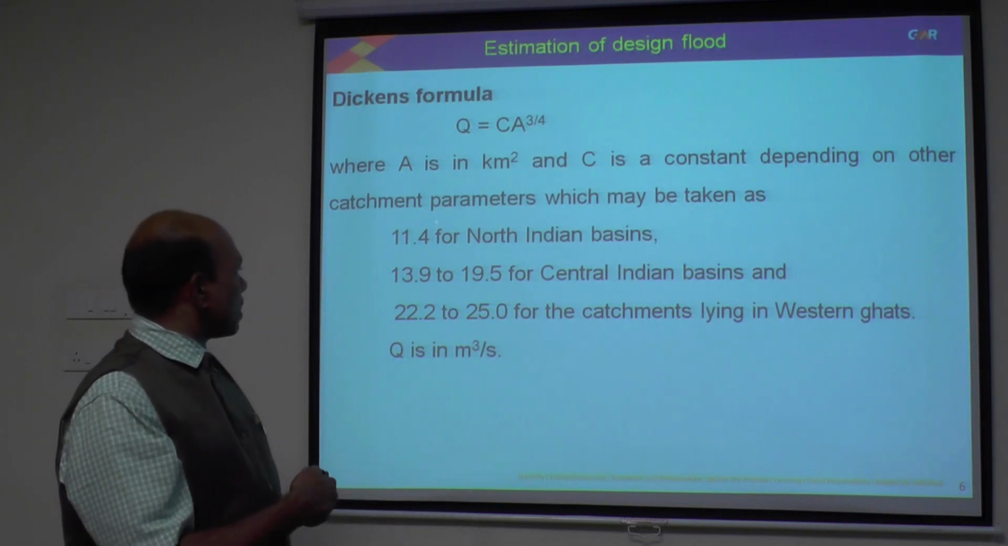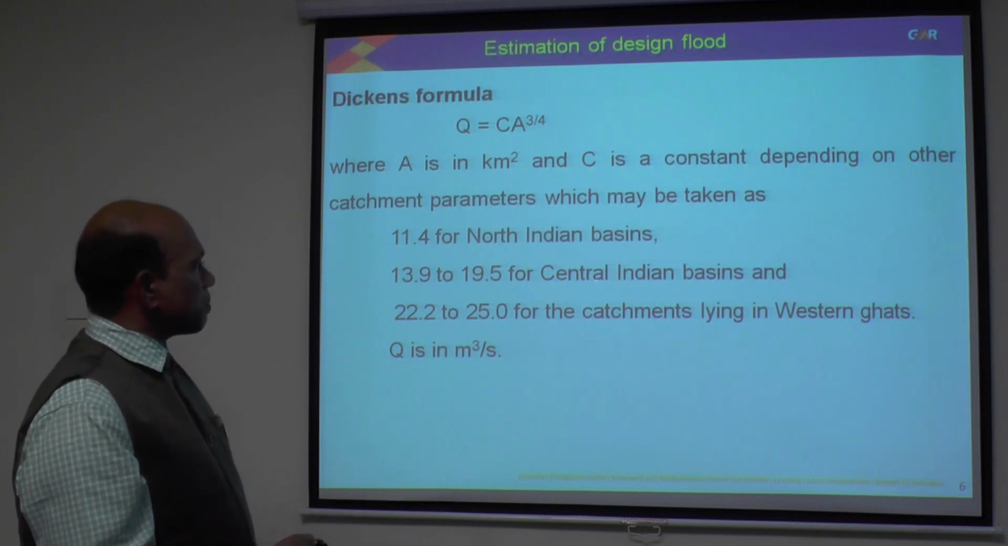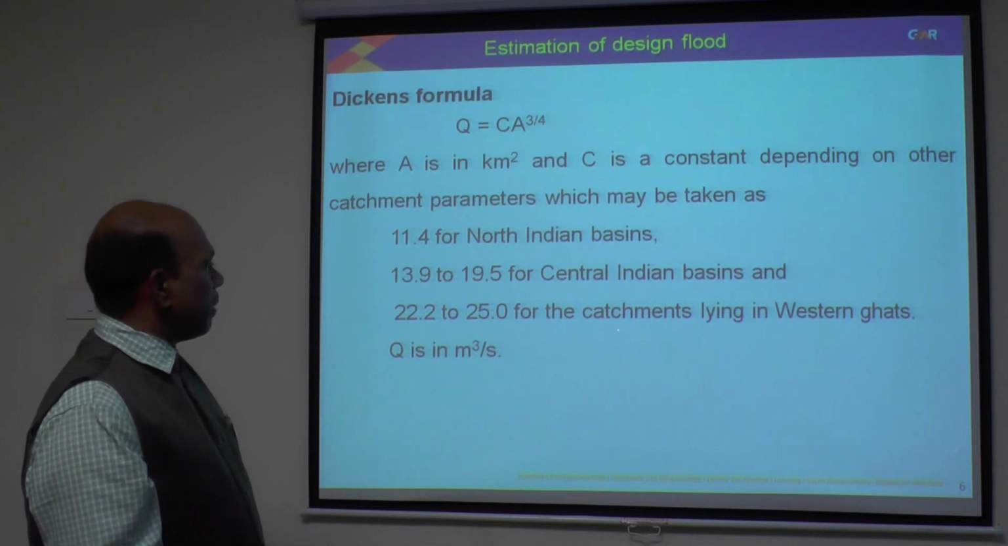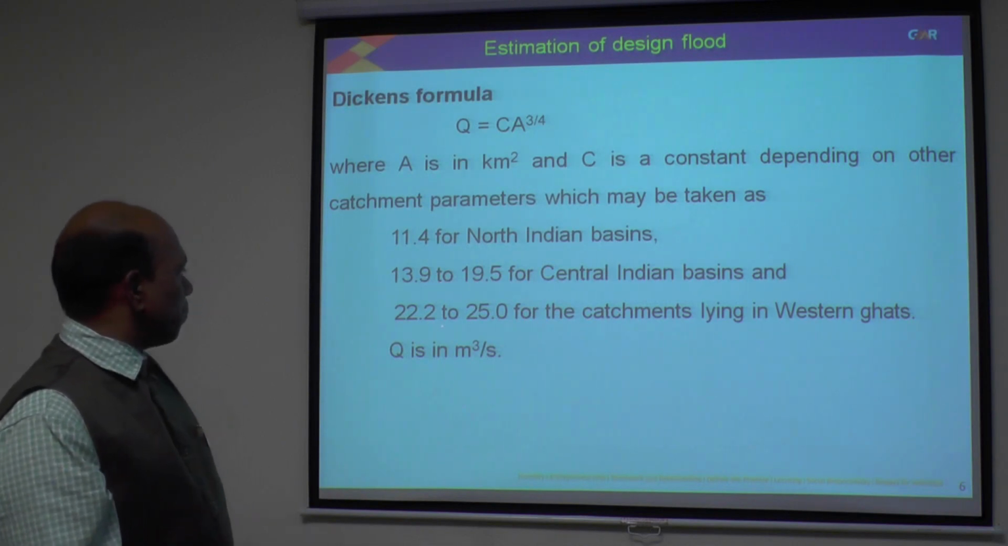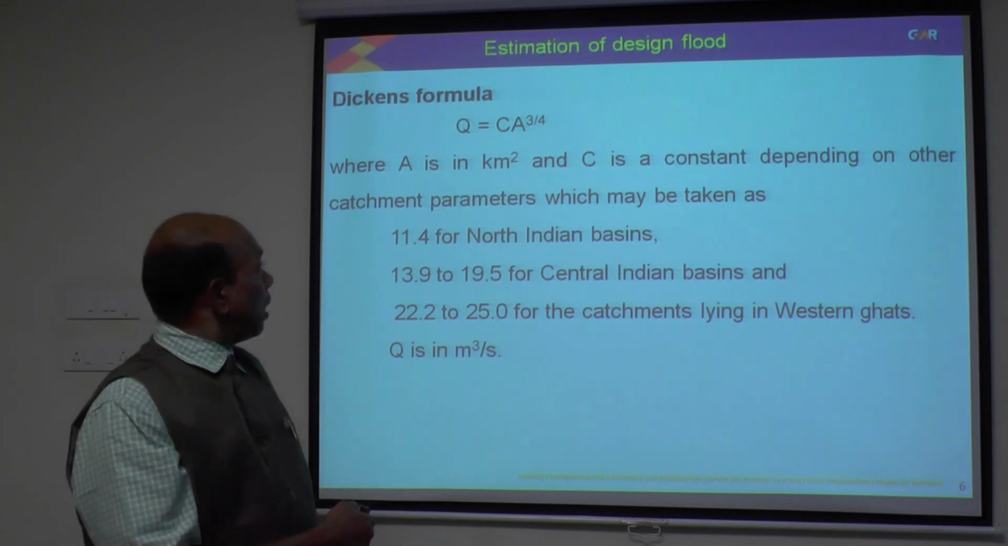Here the C value is given for North Indian basins as 11.4, in case of Central Indian basins 13.9 to 19.5, whereas in case of Western Ghats 22.2 to 25.0. So this is the formula, Dicken's formula.